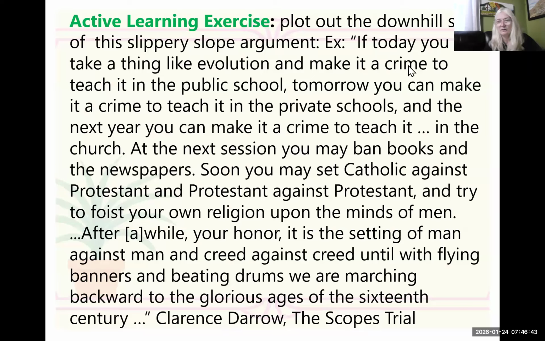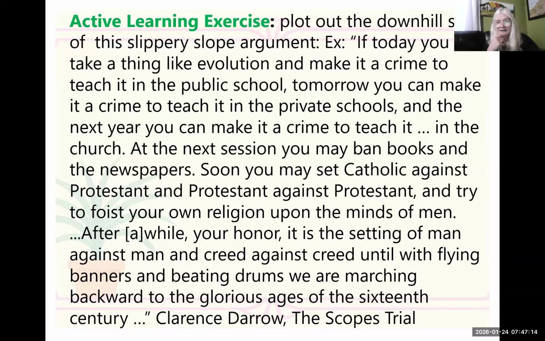So here is an argument from Clarence Darrow. And I want you to plot out the downhill steps of this slippery slope argument, okay? If today you can take a thing like evolution and make it a crime to teach it in the public school, tomorrow you can make it a crime to teach it in the private schools. And the next year you can make it a crime to teach it in the church. At the next session, you may ban books and the newspapers.